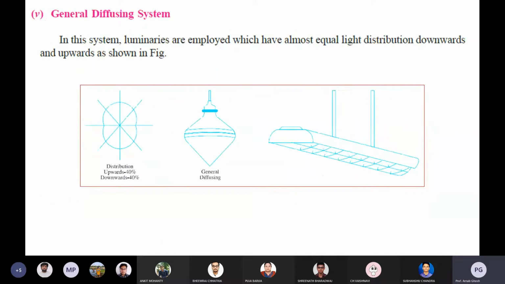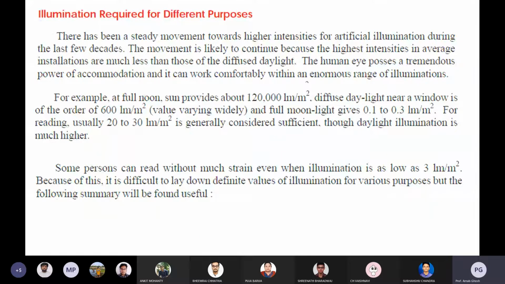Suppose you are in an auditorium or in a stadium. If you want to design that lighting, we have to design the entire premises with some analytical methods, and some calculations are needed. Based on that we can design it. We know that illumination is required for different purposes. So what are the purposes, you can understand.